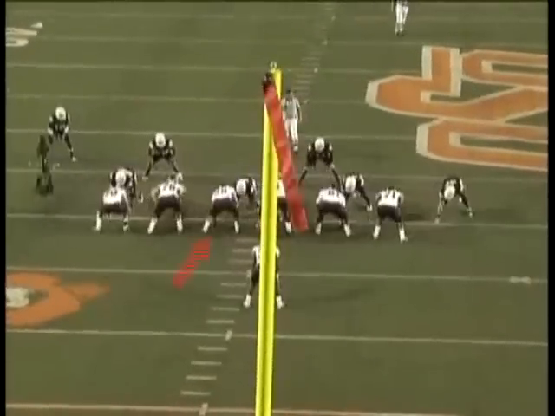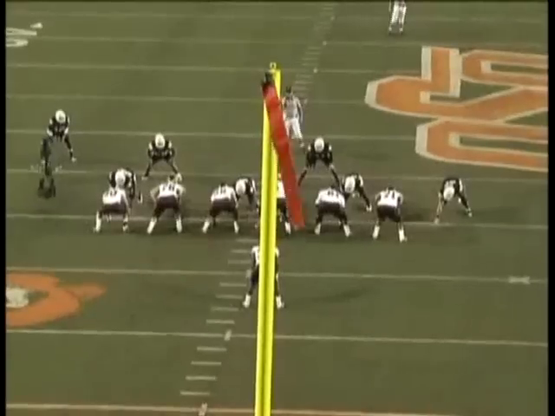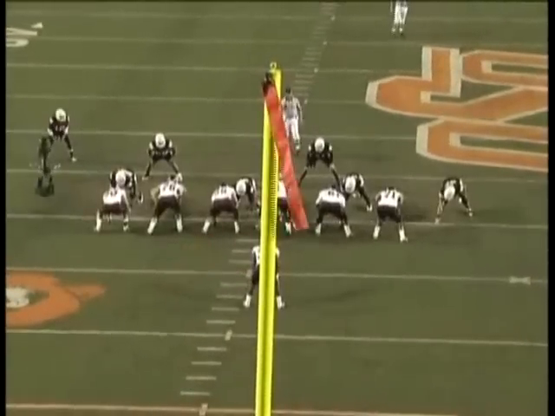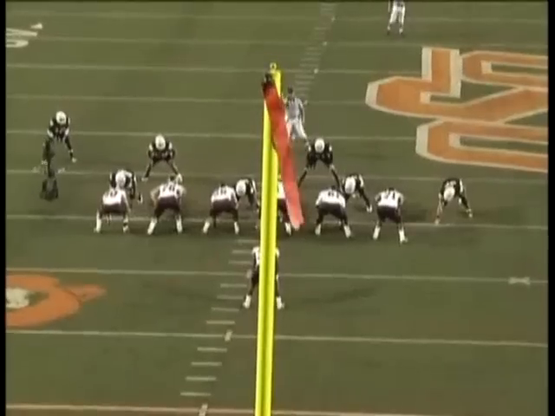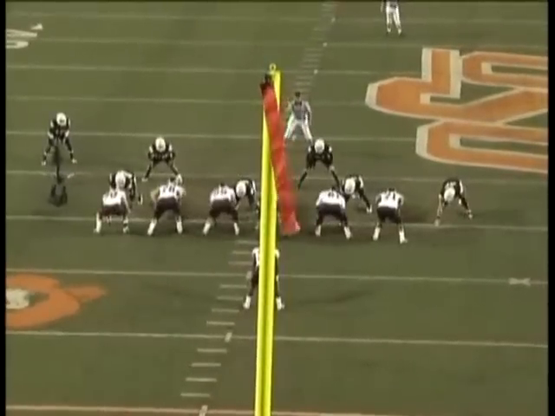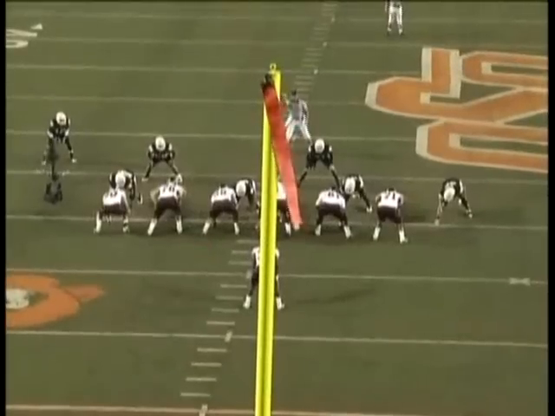Solid footwork by the left guard. I like to see that right foot more in the crotch. That right foot's a little bit too far to the left. Split that man. His left foot drops too. He doesn't want to drop that left foot.